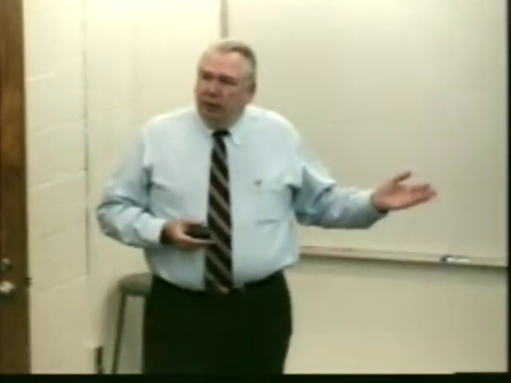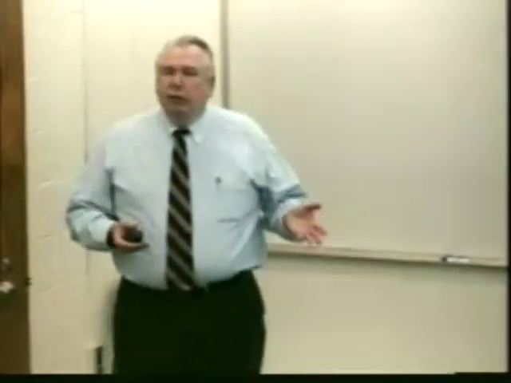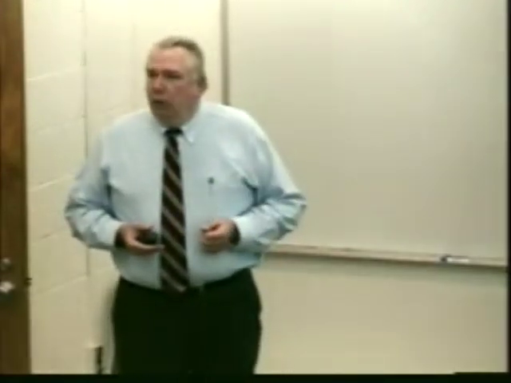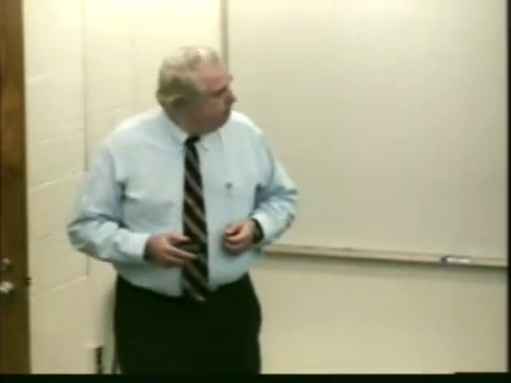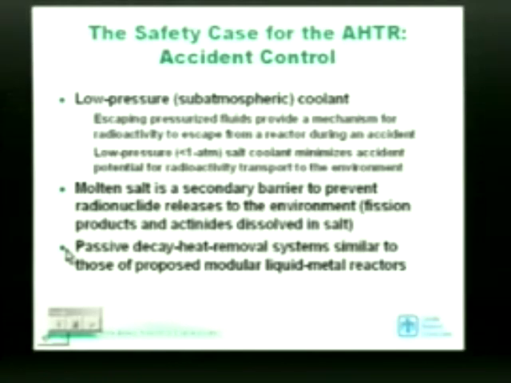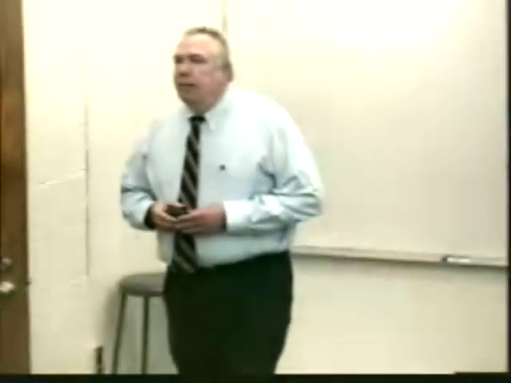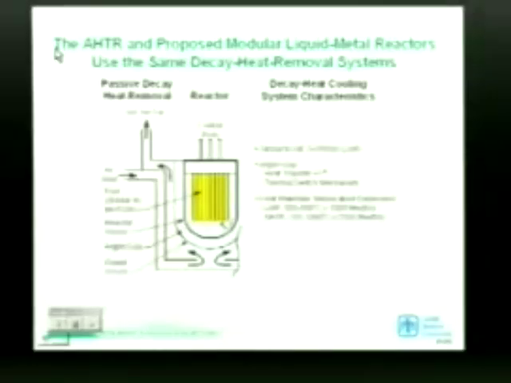But if fission products do escape from the fuel, we'll expect them to dissolve into the molten salt. So the molten salt acts as a secondary barrier to any releases from the fuel. Ideally, there's no releases from the fuel, but we have this secondary barrier. The third feature is that we can use passive decay heat systems similar to those proposed for the liquid metal reactor, in particular the S-prism. I'd like to briefly describe this because it's a very interesting characteristic of this reactor that is very, very unique.